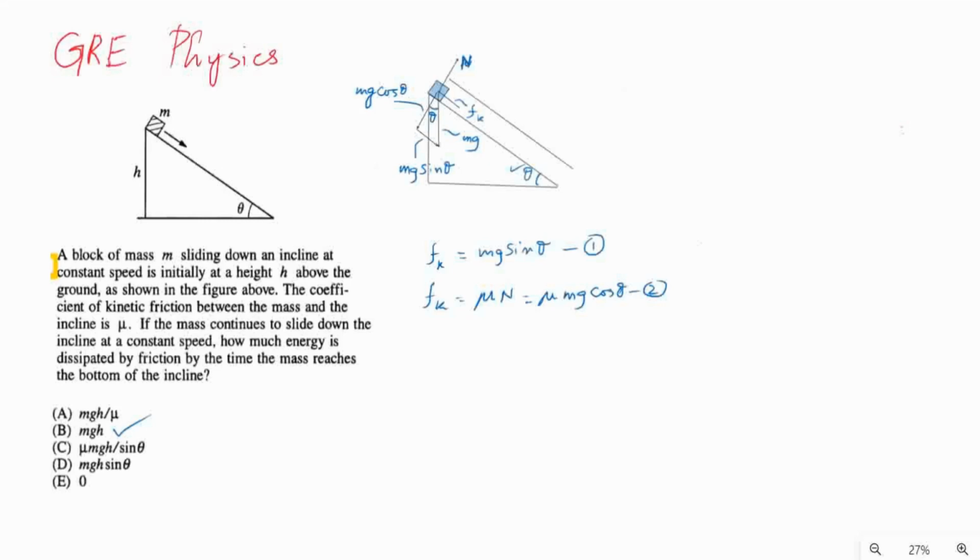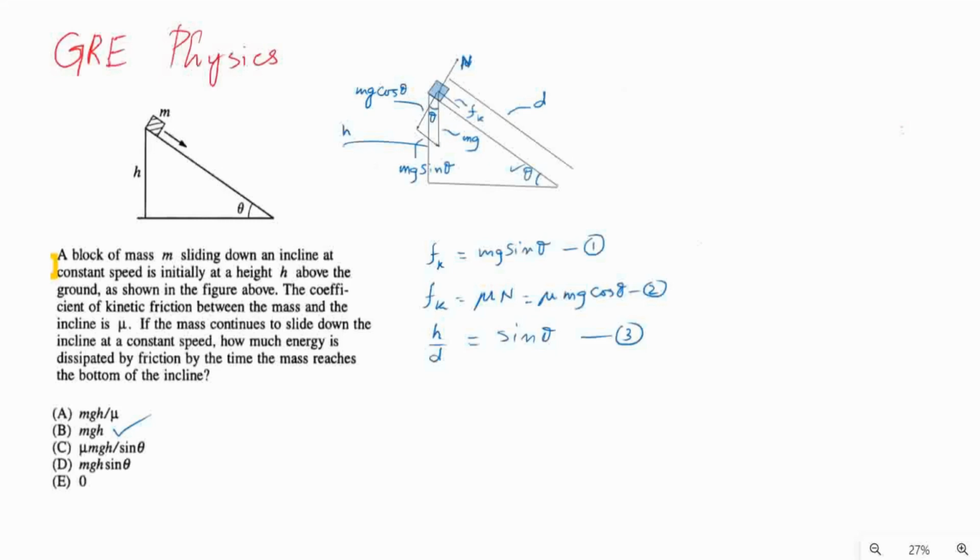Now, if I call the journey distance d, and the height of the big triangle here is h as given in the problem, then h by d is equal to sine theta. Okay, now these are the basic equations involved in the motion of the block. So call this equation number 3.